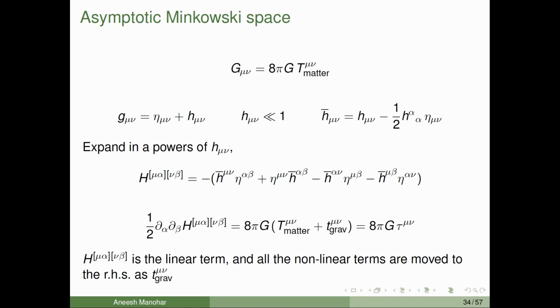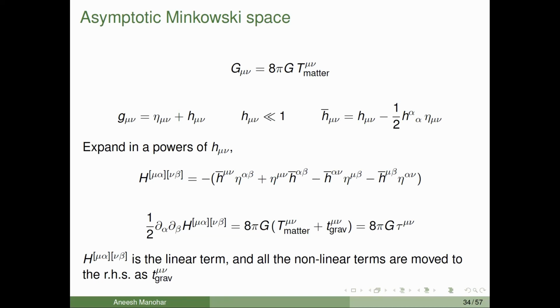My notation here is that this object, which you can see explicitly, is antisymmetric in mu and alpha, and antisymmetric in mu and beta. In fact, it has the same symmetry properties as the Riemann tensor. It's symmetric if you switch mu alpha with mu beta, etc.